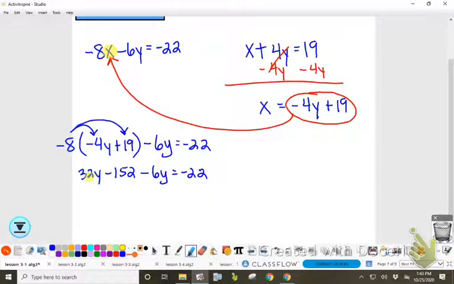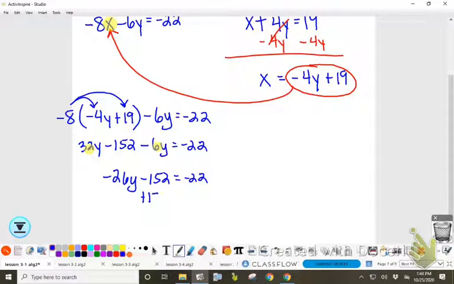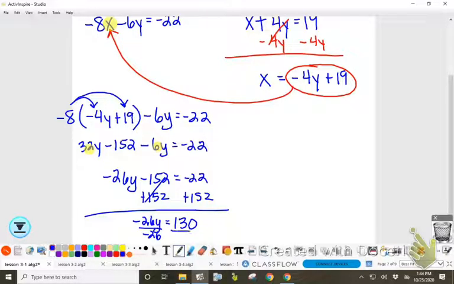I'm going to combine like terms. I have 32 minus 6, which is a negative 26y, minus 152 equals negative 22. Try to solve for y here, so I'm going to add 152 over. I get negative 26y equals negative 22 plus 152, which is 130. I'm going to divide by negative 26, and I get y equals negative 5.